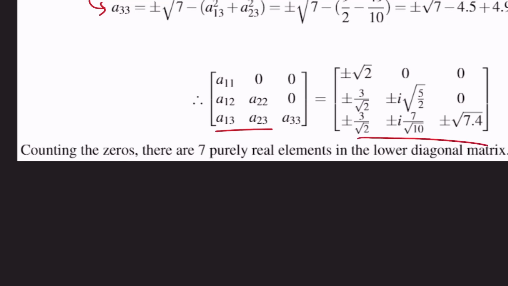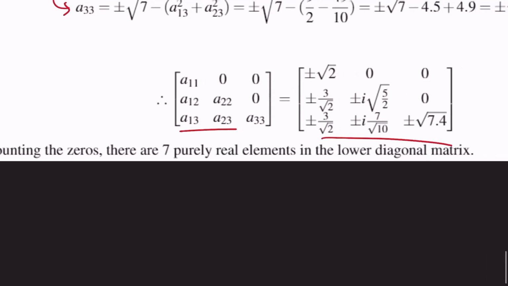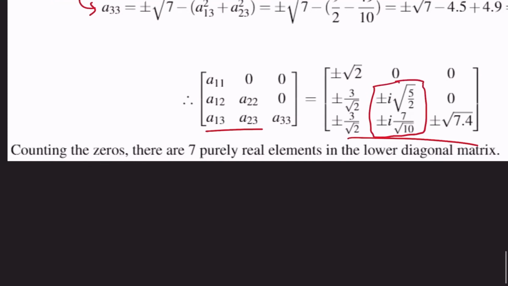It just so happens to be that every lower triangular element and the main diagonal element is non-zero, but there are notably 2 complex elements. So counting the zeros, that is counting these elements which are also real, there are 7 purely real elements, that is 9 minus 2, 7 purely real elements in the lower triangular matrix.